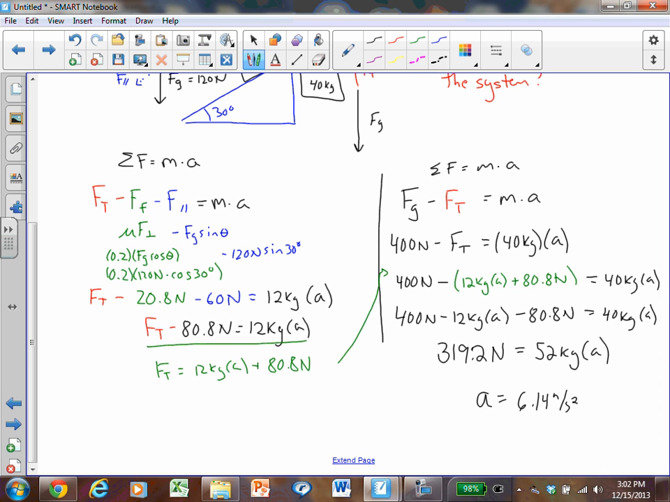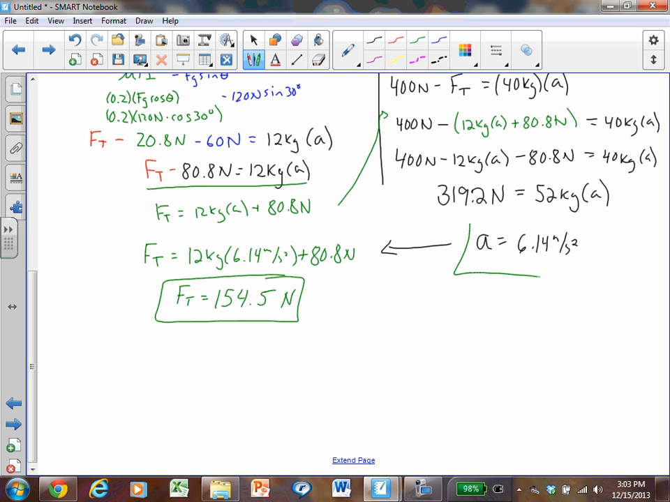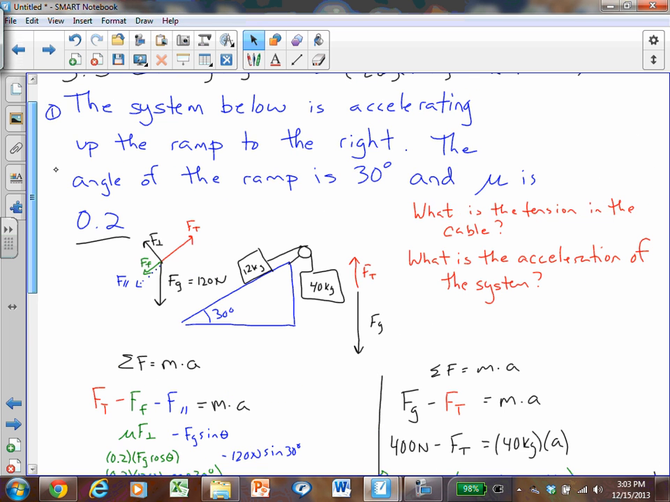Now, taking that back over and plugging it in gives Ft equals 12 kilograms times 6.14 meters per second squared plus 80.8 newtons. So Ft equals 154.5 newtons. Good. All right. So that's an example of a larger dynamic problem.